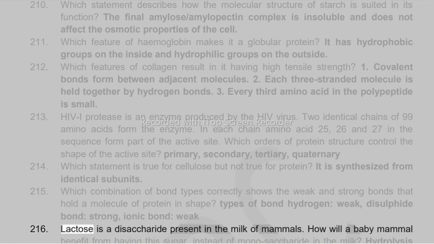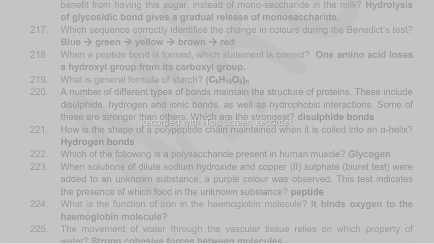216. Lactose is a disaccharide present in the milk of mammals. How will a baby mammal benefit from having this sugar, instead of monosaccharide, in the milk? Hydrolysis of the glycosidic bond gives a gradual release of monosaccharide. 217. Which sequence correctly identifies the change in colors during the Benedict's test? Blue, green, yellow, brown, red.